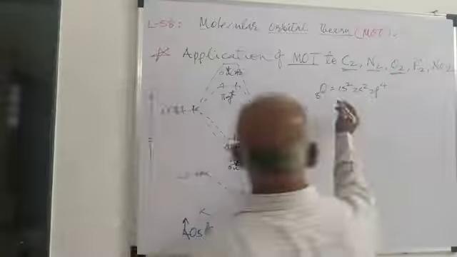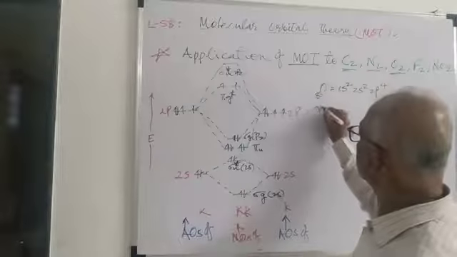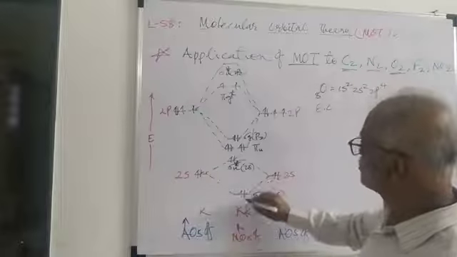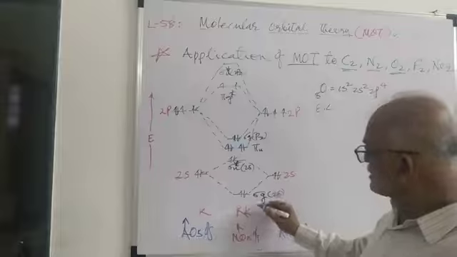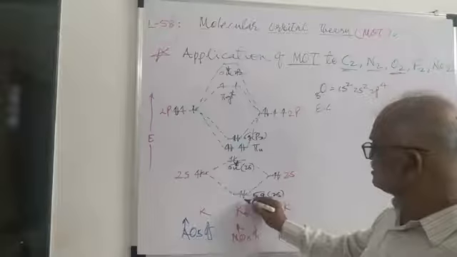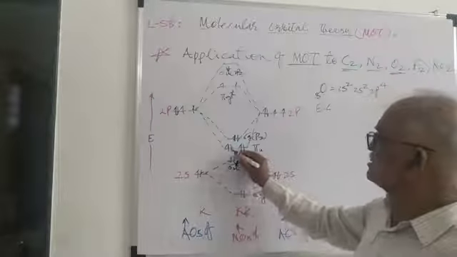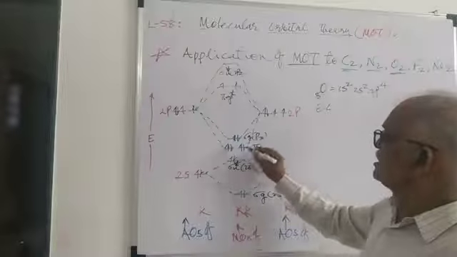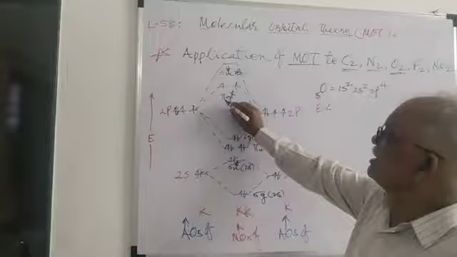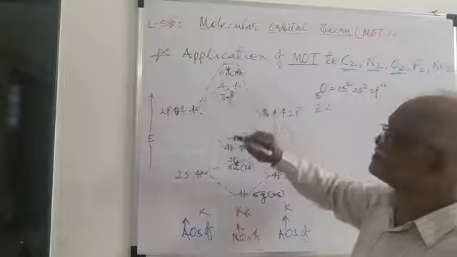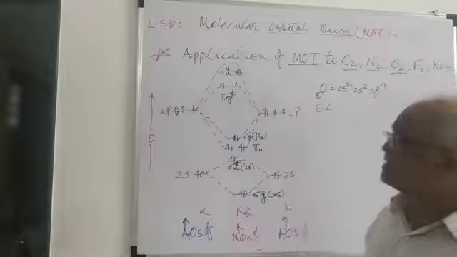Now this shows that the electronic configuration of the oxygen O2 molecule, you can write here KK, then sigma g, 2 electrons, sigma u star, 2 electrons, then pi u, 4 electrons, sigma g, 2 electrons, and pi g star with 2 electrons. So this will be the electronic configuration.